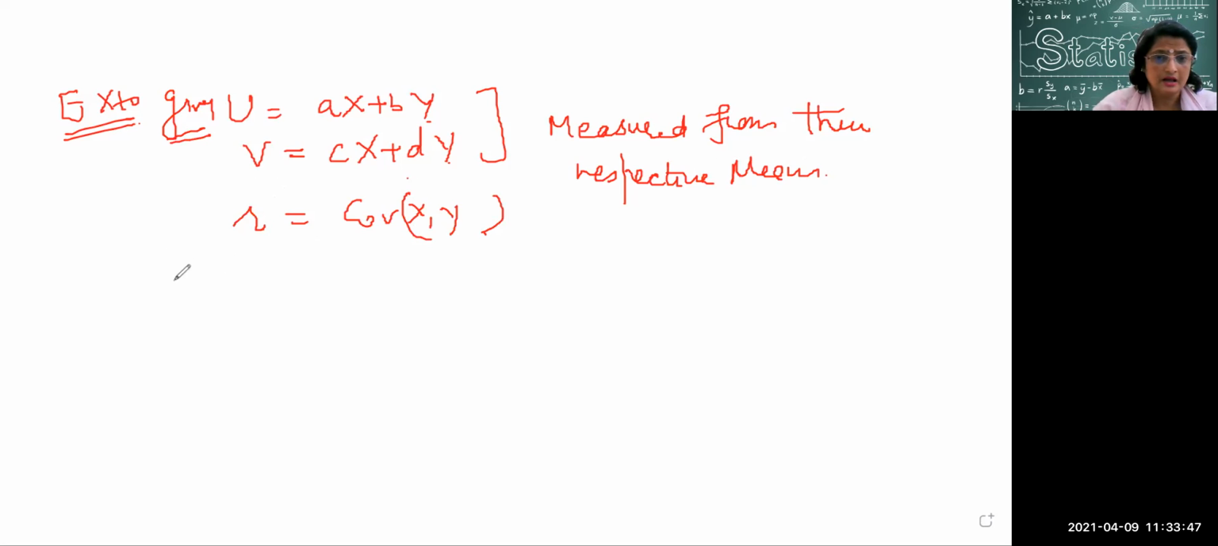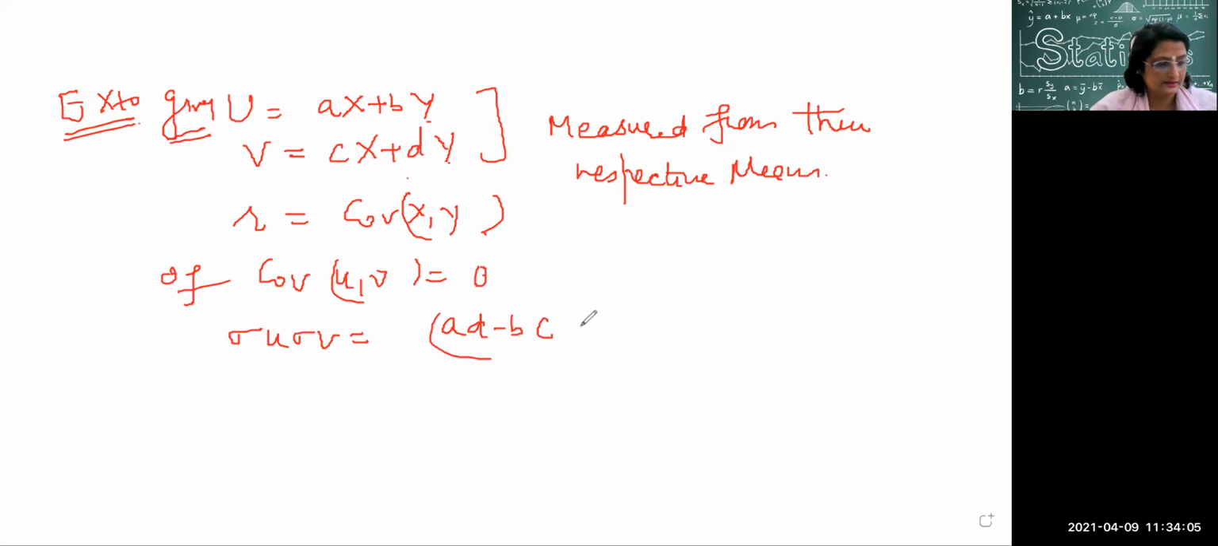Now the question is, if the covariance between u and v is equal to 0, that is, the variables u and v are uncorrelated, then we have to find the value of sigma u and sigma v. That must come out to be (ad minus bc) into sigma x sigma y, (1 minus r square) raised to power 1 by 2. So ultimately, we have to find the value of covariance between x and y, because we are given r. So let's start the proof.